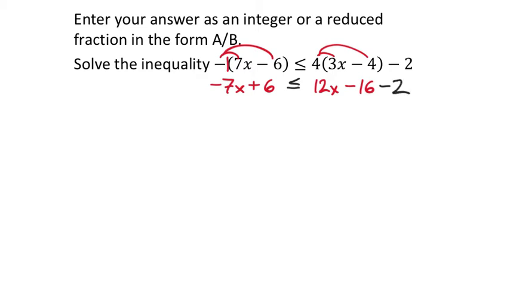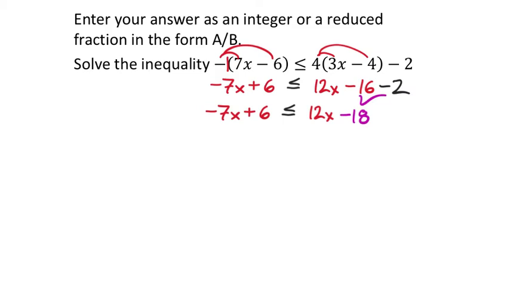Now I'm ready to combine any like terms, which I do see between negative 16 and negative 2. Those are the only two like terms that I see. And when I do combine them, I'll get negative 18. Nothing else will change in this equation right here. Okay? So that's what I have now after combining like terms.